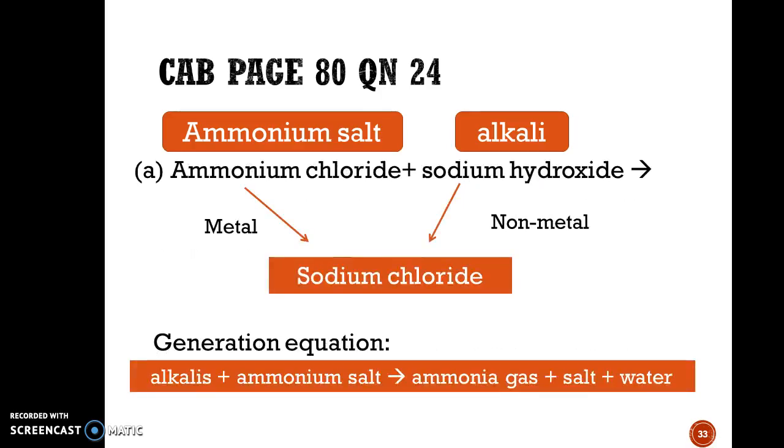Okay, so now move on. Ammonium chloride plus sodium hydroxide. This is the ammonium salt plus an alkaline. So this gives you sodium chloride. The word sodium comes from the alkaline itself because it gives you the metal component.